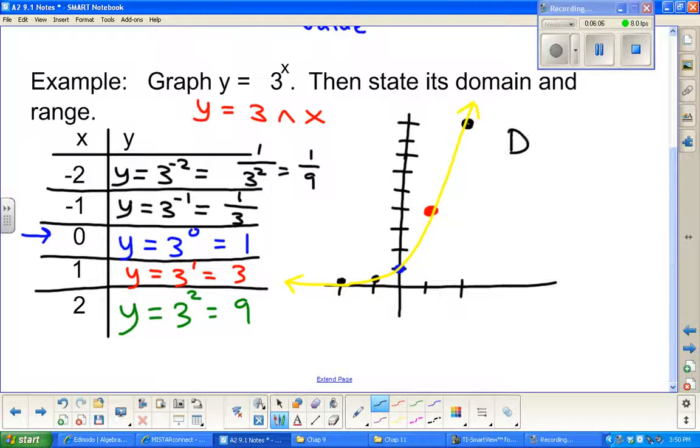Domain and range, again, just to analyze this a little bit. The domain asks what x values you could use, or what x values this graph will go through eventually. On both ends, it continues through the negatives and through the positives. You could plug in anything you want for x. You can raise 3 to any power you want, and you'll get an answer. So the domain is all real numbers.